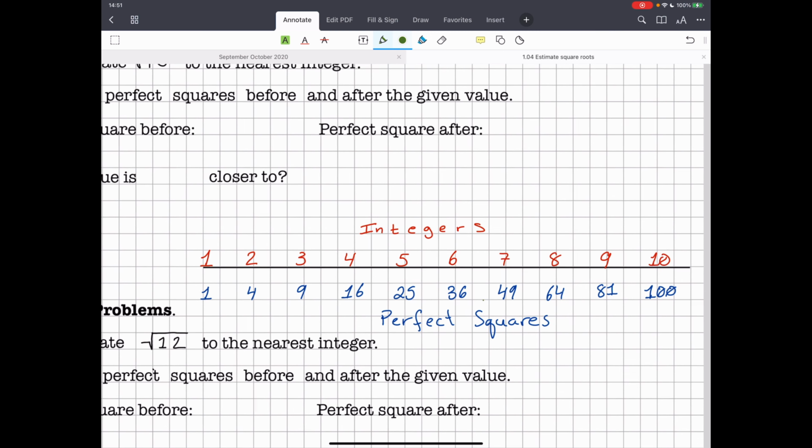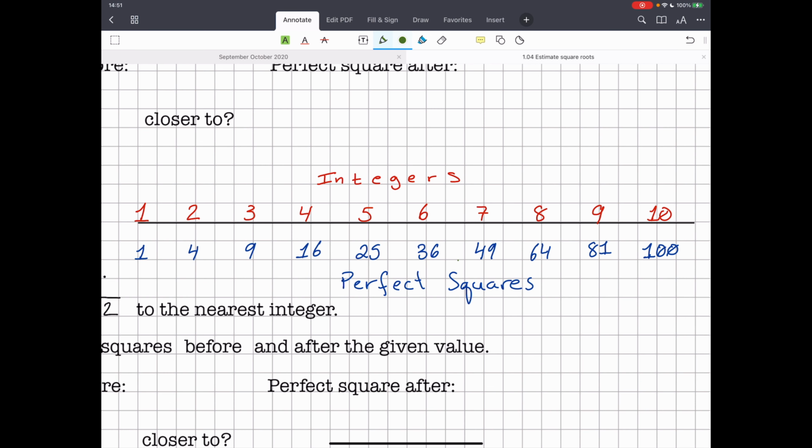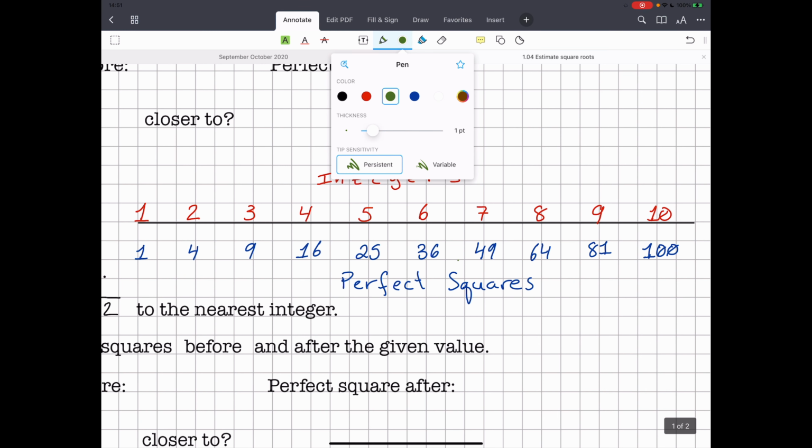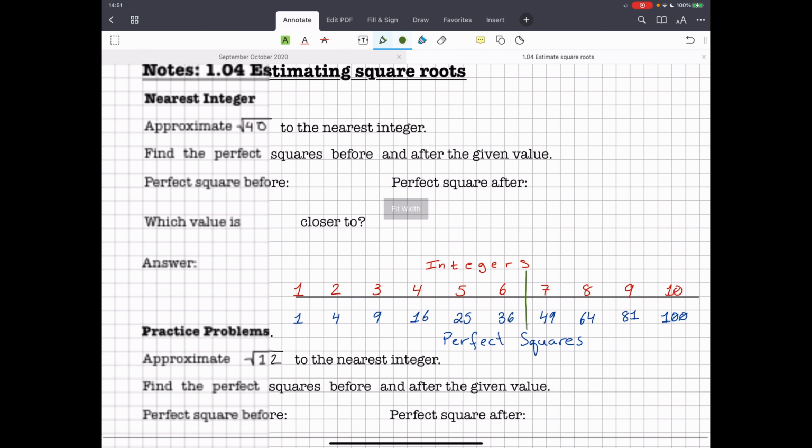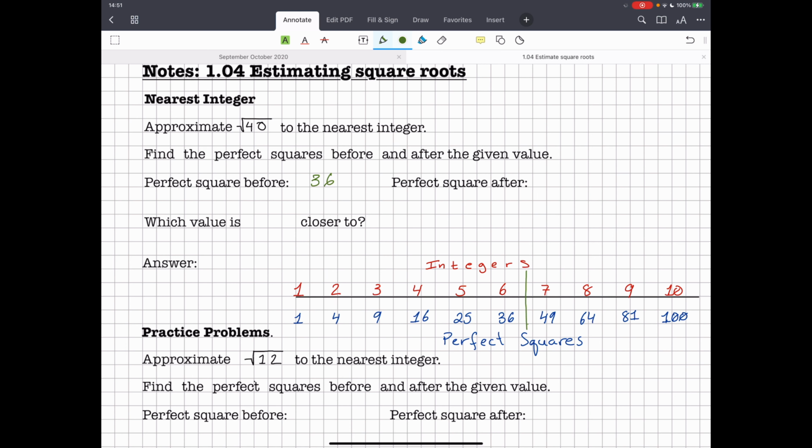Having a double number line like this can be helpful. I've got my integers on the top and I have their matching perfect squares on the bottom. We can see that if we were to use the number line, 40 would be somewhere here between 36 and 49. So the perfect square immediately before 40 is 36. The perfect square immediately afterwards is 49, and I'm going to mark those down.